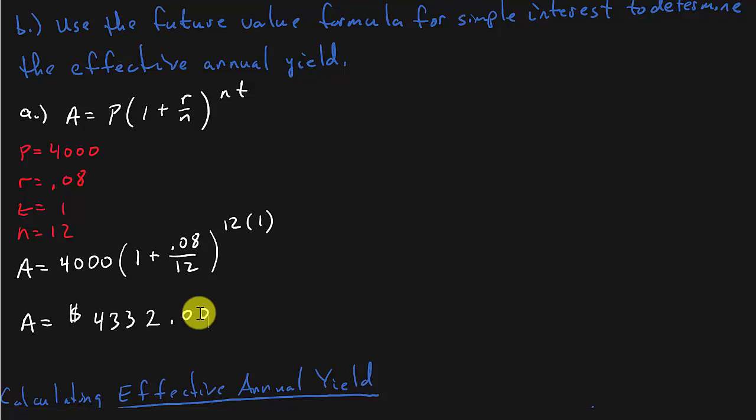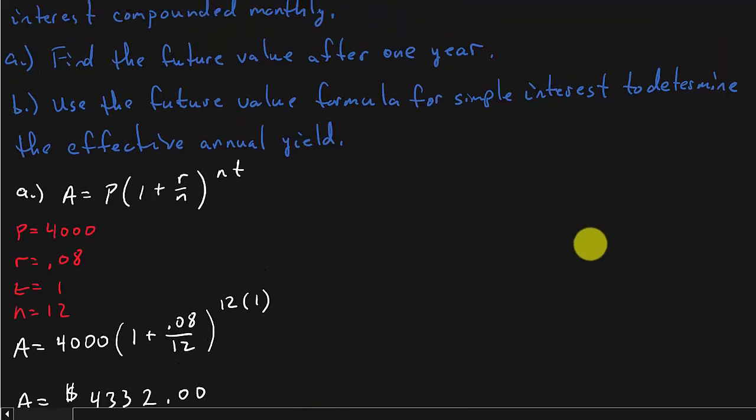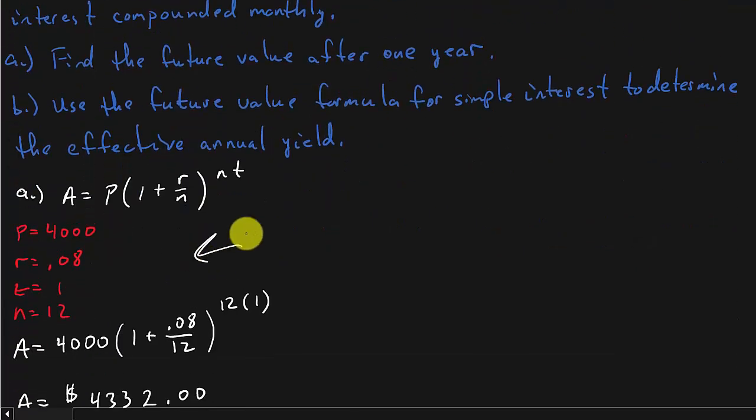Now, part B: use the future value formula for simple interest to determine the effective annual yield. So we want to find the effective rate. Let's go back up here. It says that the effective annual yield, or the effective rate, is the simple interest rate that produces the same amount of money in an account at the end of 1 year as when the account is subject to compound interest at a stated rate. So the account subject to compound interest at a stated rate, that's this part A.